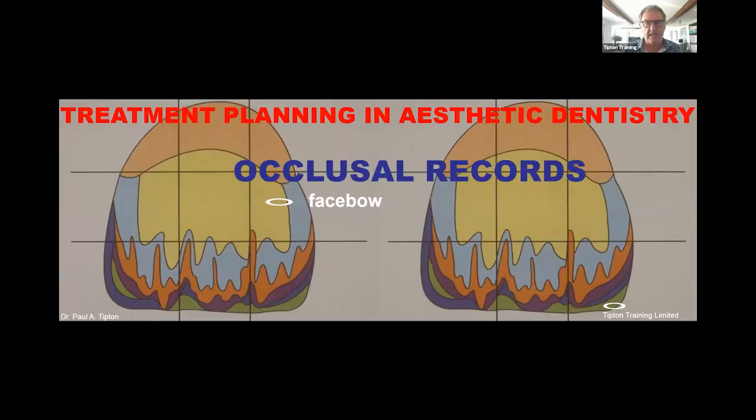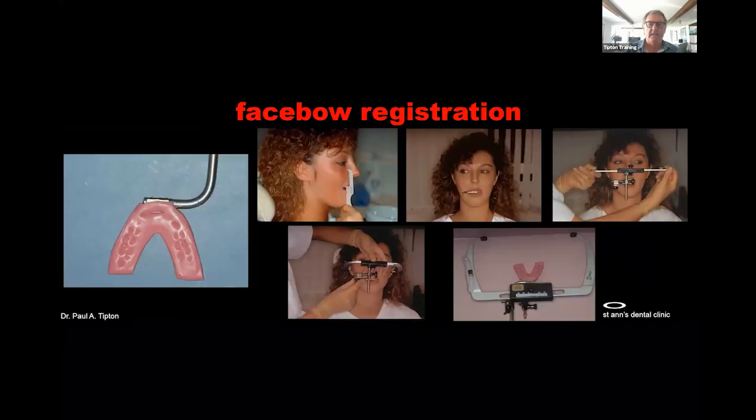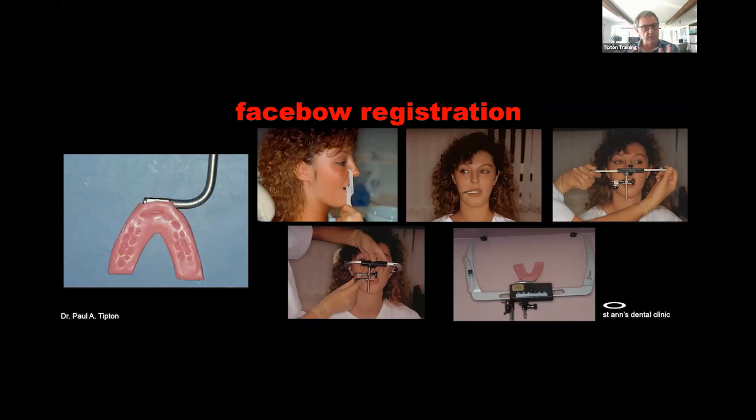So we need to take some occlusal records in order to mount our study casts. The first occlusal record we're going to take is, of course, our face bow. And here you can see some slides of a traditional Dana face bow. What we need to understand with face bows is the accuracy. It is not a panacea. Just because you're taking a face bow does not mean that all of your work now is going to be super accurate. Okay, a face bow has its drawbacks.